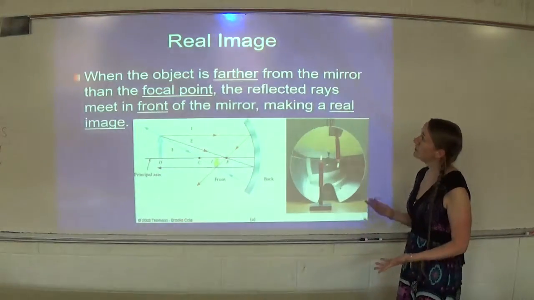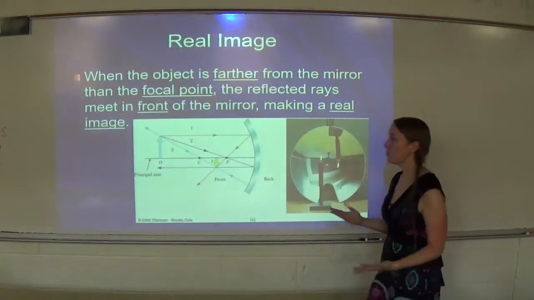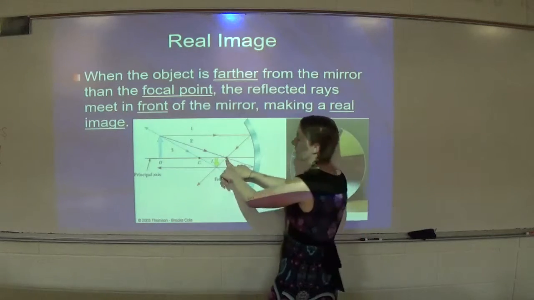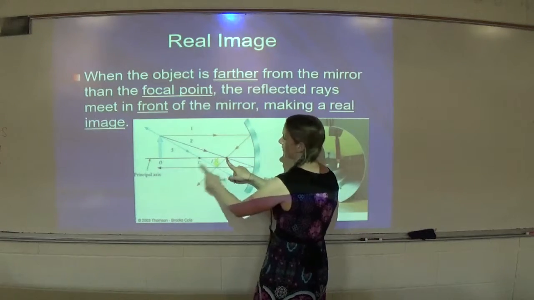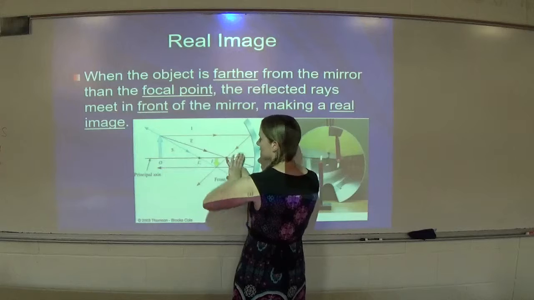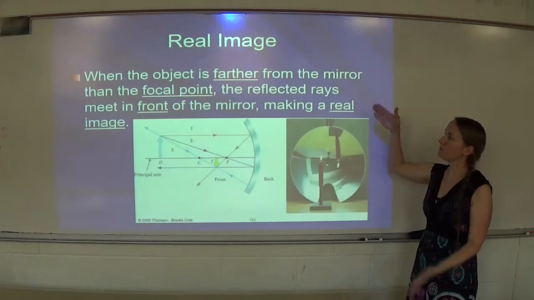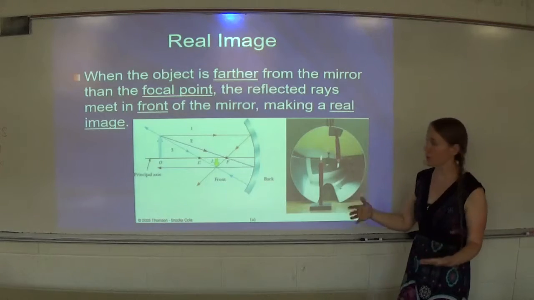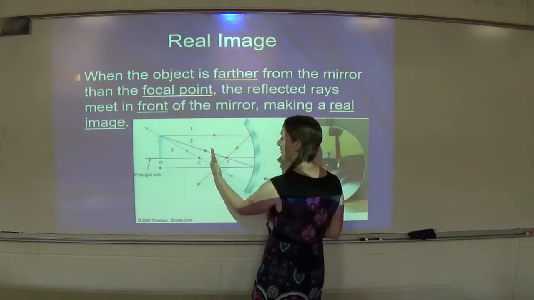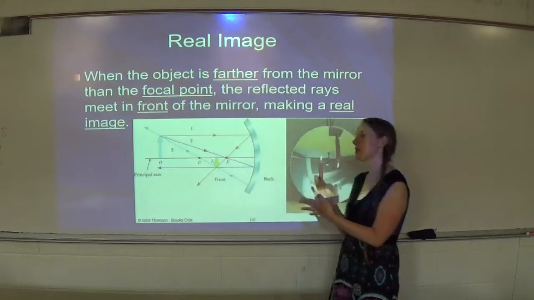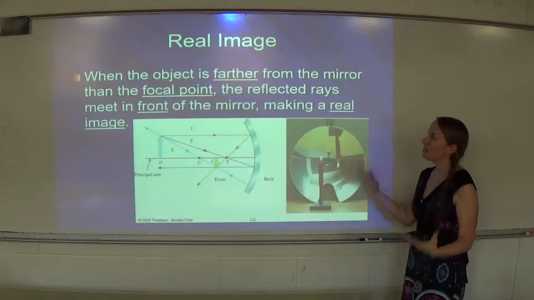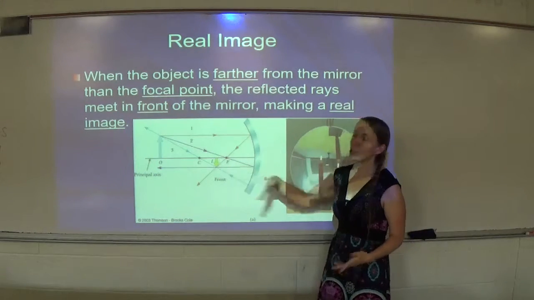So when the object is farther from the mirror than the focal point, F is our focal point, O is our object, I is our image. Okay, so the object is further away than the focal point. The reflected rays meet in front of the mirror, making a real image. So see, here's my image. If I held up some paper or something like that, I could project it onto the paper. Okay, and notice that in this case, the image is upside down.